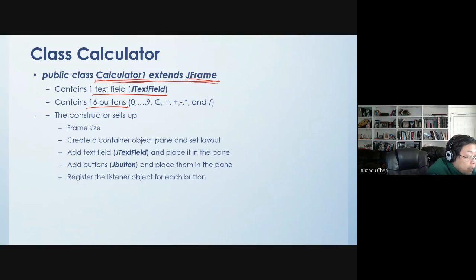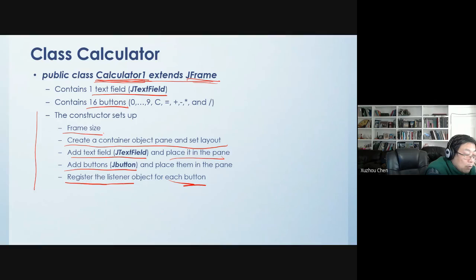Now here's the constructor for Calculator1. First you create a frame and set up the frame size, and then I create a container object, and then add a text field into the container object, and add all these buttons into the container object, and then register each of the buttons with the action listener object. Okay. So this is something I'm going to do for Calculator1.